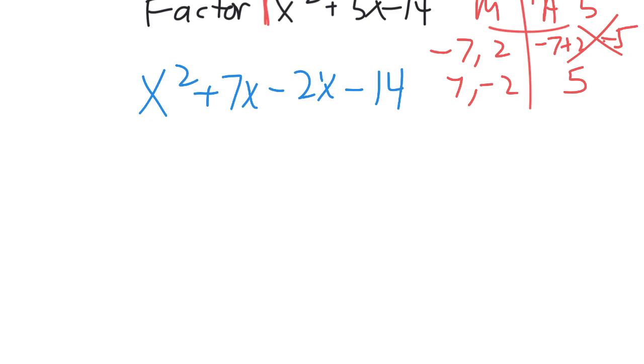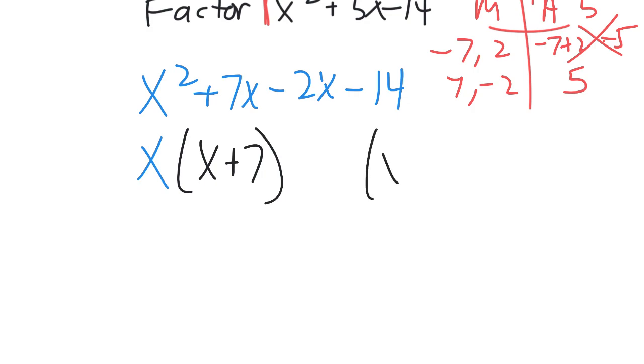All right, then I'm going to do grouping again. So I'm going to say, what do I have in common? It looks like I have an x in common. You'll get into a rhythm that this is going to be a fairly easy thing to do. If I take an x out of both of those, I'm left with an x plus 7. So I'm going to copy my x plus 7 over here.